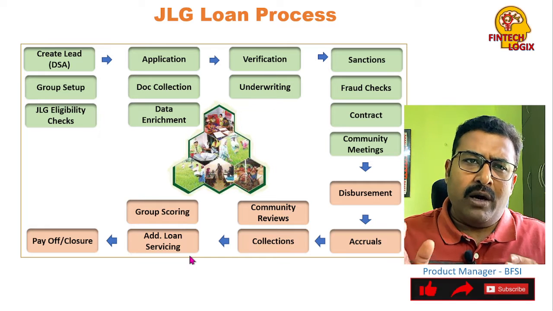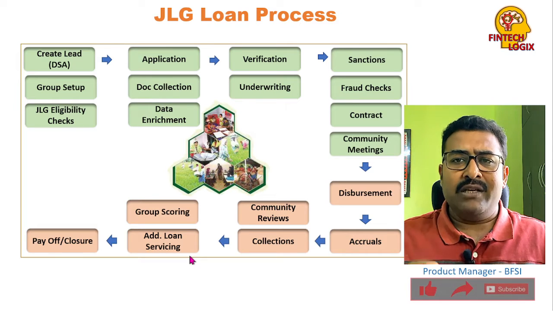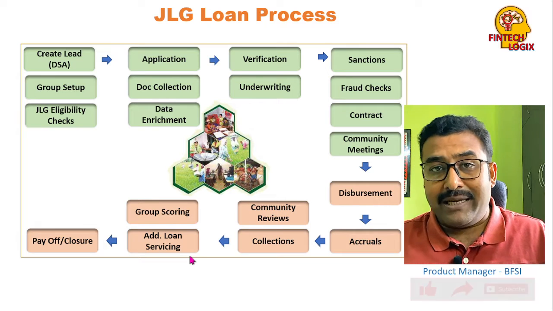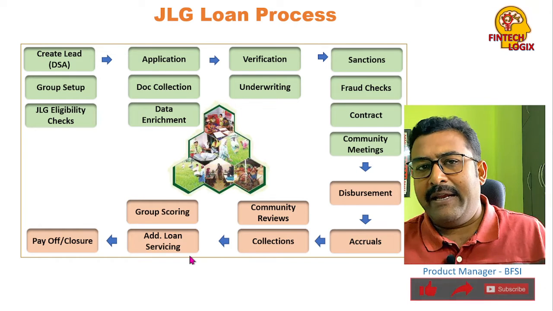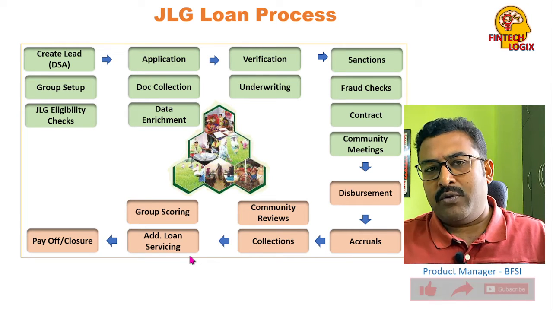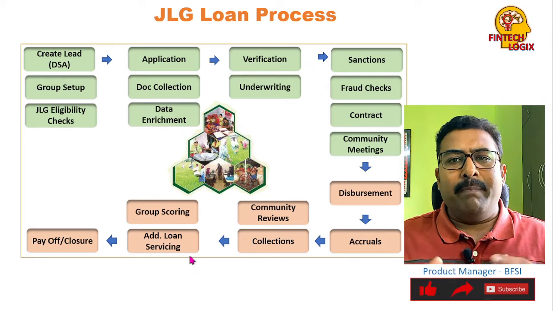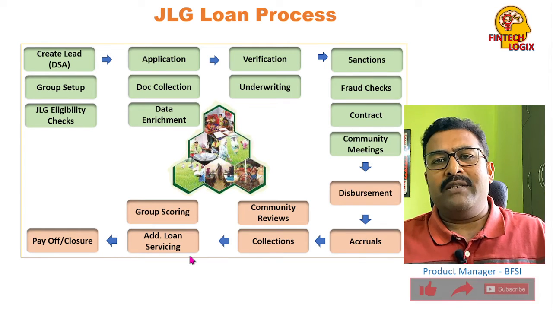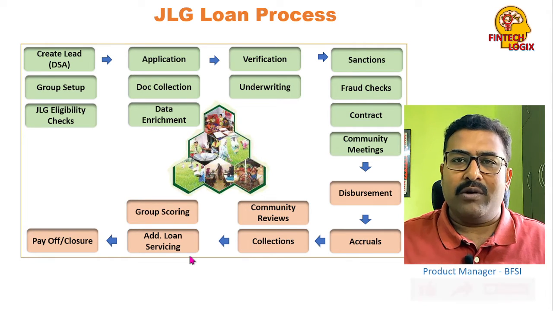Now, on a periodic basis, the JLG group which is created is scored, that means evaluated in terms of the performance of collections and all, and the group score is updated. This becomes handy in case the group comes for a second loan or a top-up loan. In that case, this group score comes handy in limiting your credit checks and probably giving bigger ticket size loans with a more attractive interest rate. Now, once your loan payments are closed, it goes for a payoff process and account closure.